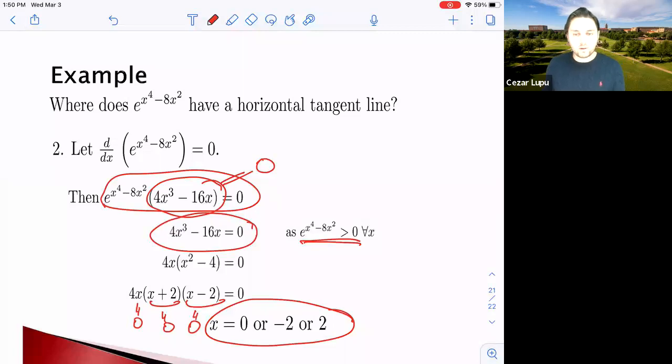So to answer the question, when does this function e to the power x to the fourth minus 8x squared have a horizontal tangent line? Well, the answer is when x is 0 or x is -2 or 2.